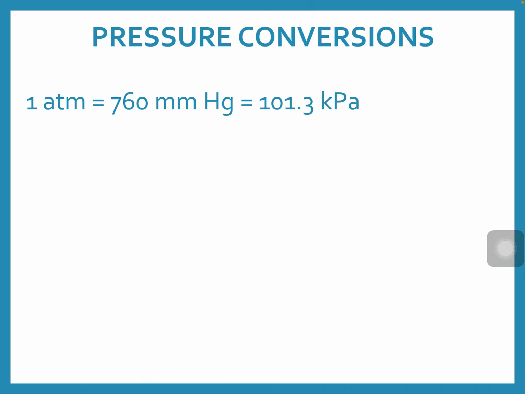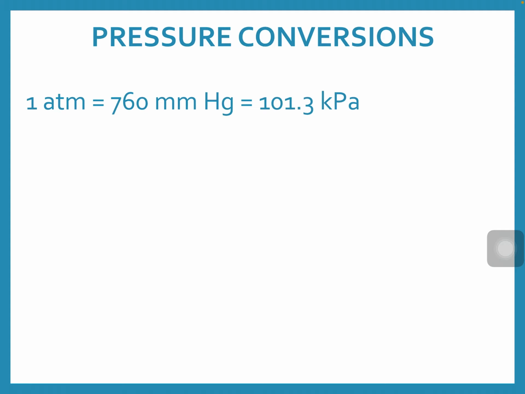So when we talk about pressure, there are many different units for measuring pressure. The three that we are going to focus on are atmospheres, millimeters of mercury, and kilopascals, and this gives us the conversion between them. So 1 atmosphere is equal to 760 millimeters of mercury, and that is equal to 101.3 kilopascals.